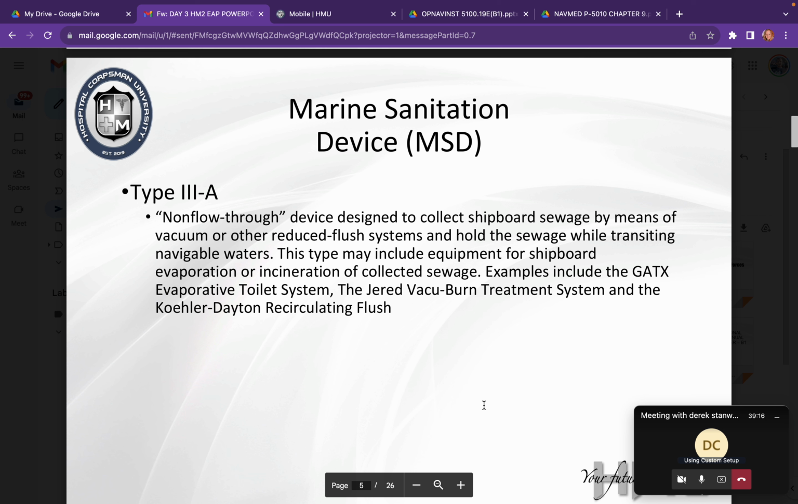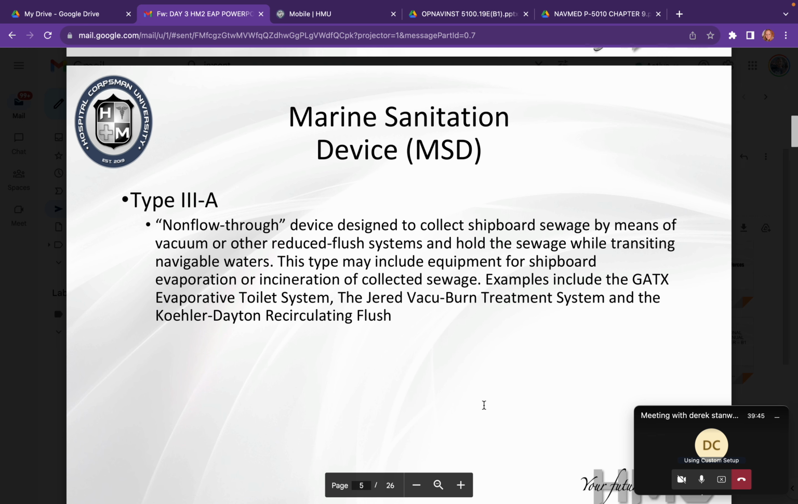Type 3A, a non-flow through device designed to collect shipboard sewage by means of vacuum or other reduced flush systems and hold the sewage while transiting navigable waters. This type may include equipment for shipboard evaporation or incineration of collected sewage. Examples include the GADX evaporative toilet system, the Jared vacuum burn treatment system, and the Kohler-Dayton recirculating flush.